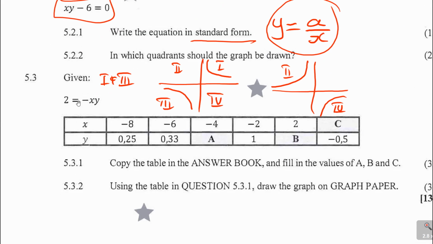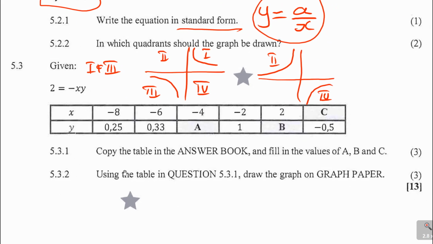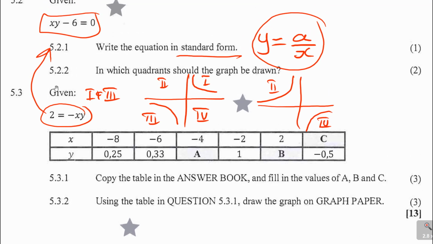And then you're given 5.3 to say given this, and then they give you a table. Then it says copy the table in the answer book and fill in the values of A, B, and C. It's 3 marks. This is basic also. You needed to know how to go about this, but it also looks like a hyperbola from the top question here. If you check it, similar xy, but it's just that it's minus xy. You can test the other values to say they had minus 8, how did they get 0.25? They had minus 6, how do they get that? Then you follow up the sequence.